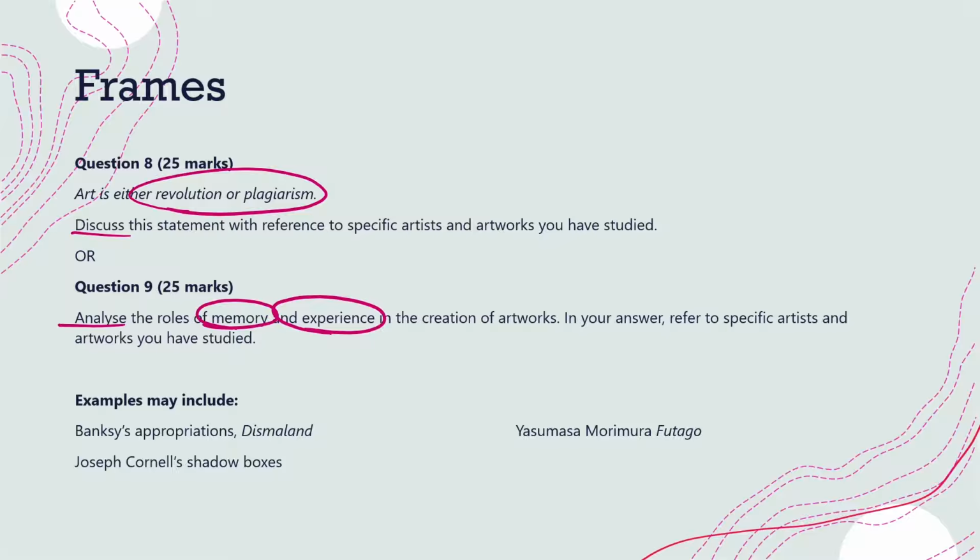Here we have questions about the postmodern and subjective frames. Possible examples could include Banksy's Appropriations or Dismaland installation, the appropriations of Yasumasa Morimura, and for the subjective frame, the shadow boxes of Joseph Cornell.